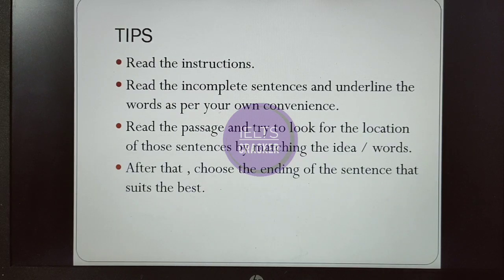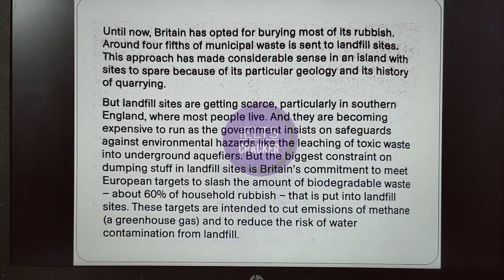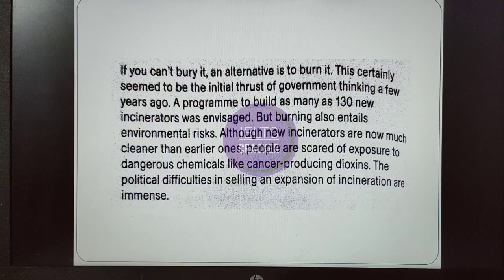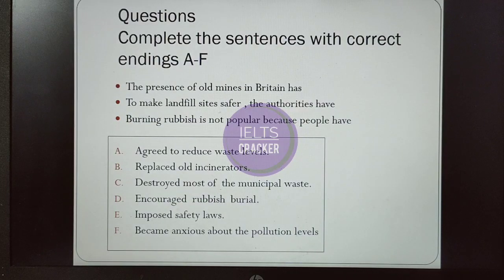Then after that, choose the ending of the sentence that suits the best. So guys, as I told you earlier, that when you will shift toward the passage, after finding the location, after understanding, then you will shift toward that box given to you and you will pick that option which suits the best. I hope that you have understood. So now let's have a look on the passage given to us. You can have a look, and these are the questions.